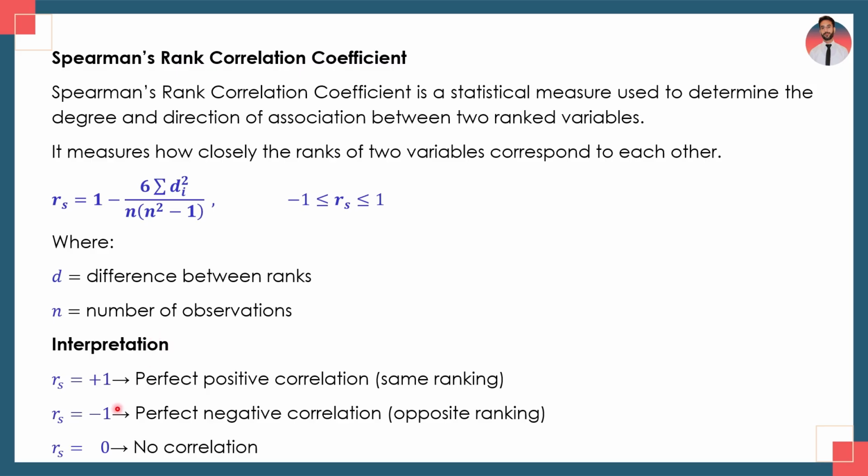If the value of RS is equal to plus 1, it is perfect positive correlation, meaning same ranking. And if the ranking directions are the same, then it gives a perfect positive relationship. If the value of RS is -1, it is perfect negative correlation, which means opposite ranking. And if the value of RS is equal to 0, this means there is no correlation. This is the formula and concept of the Spearman rank correlation coefficient for the ranked data.